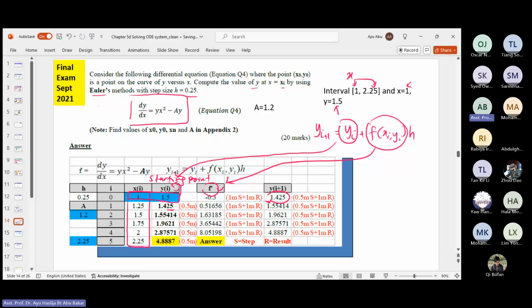Okay, for me, this one is from another lecture solution. But for me, it is sufficient for you to show the x and the yi plus 1, the y Euler. Straight away show the y Euler. You can do this kind of table as well, no issue, as long as you get the correct value of y Euler.